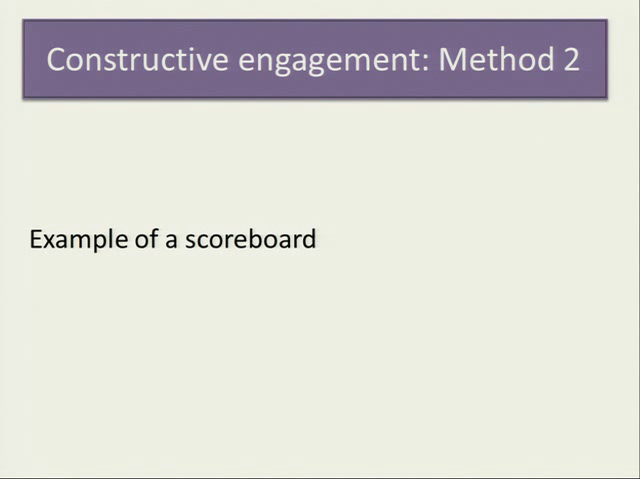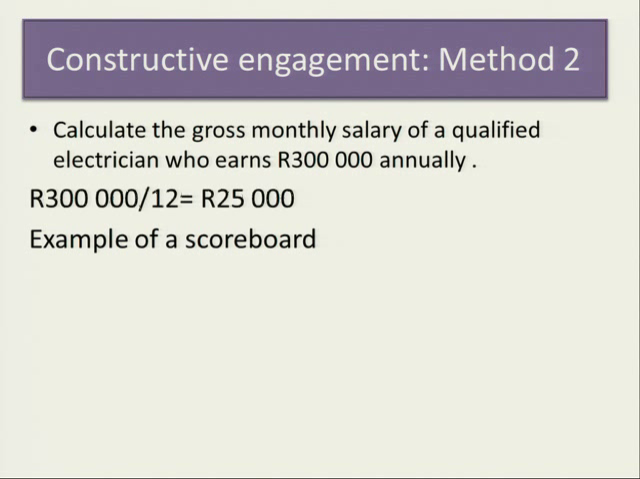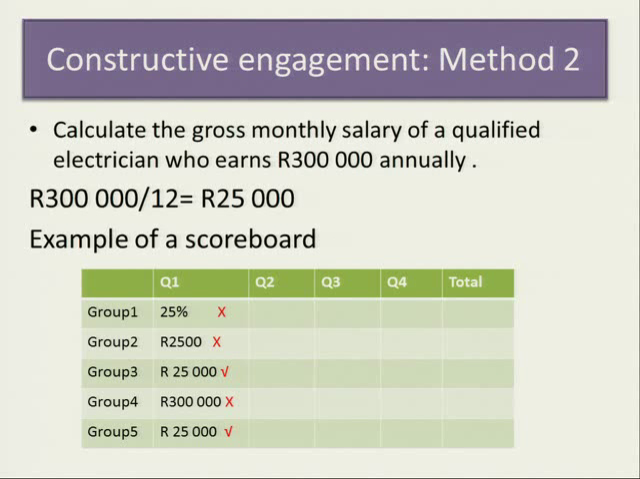There is an example of the scoreboard. First of all, this is the question or the problem as stated to the learners. Calculate the gross monthly salary of a qualified electrician who earns 300,000 annually. The solution: 300,000 per year annually will be divided by 12 months, and the monthly salary will be 25,000. The example of the scoreboard.